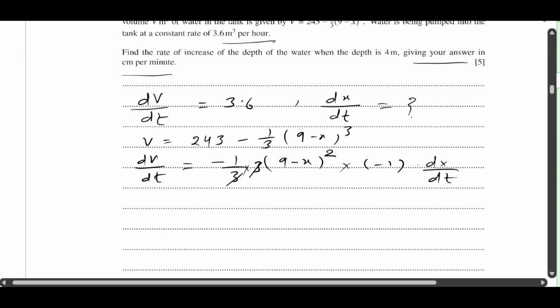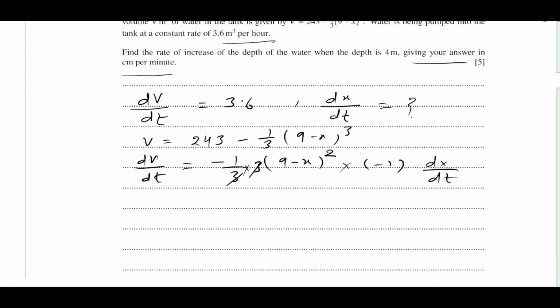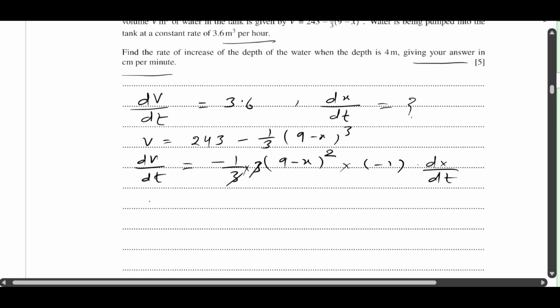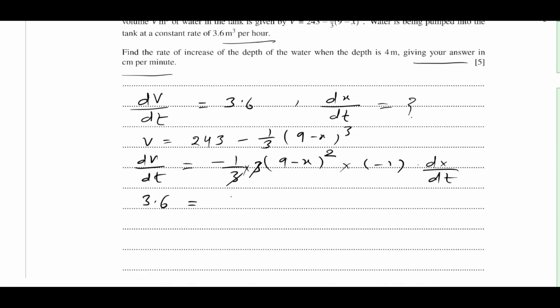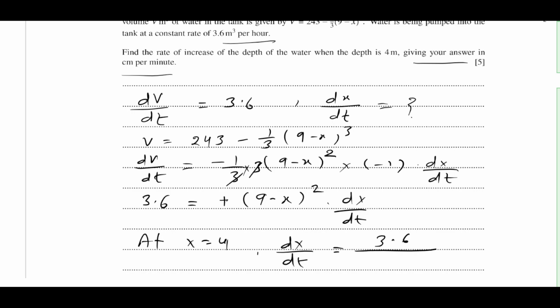So dv by dt, the value is 3.6. So 3.6 is equal to minus (9 minus x square) into dx by dt. This minus will become plus. So at x equals 4, dx by dt is equal to 3.6 divided by 9 minus 4, which is 5. 5 square is 25.